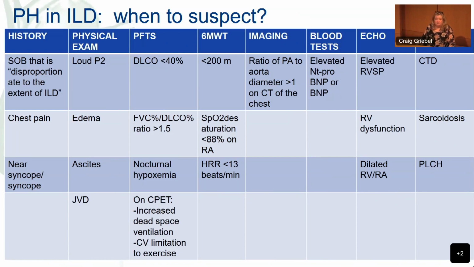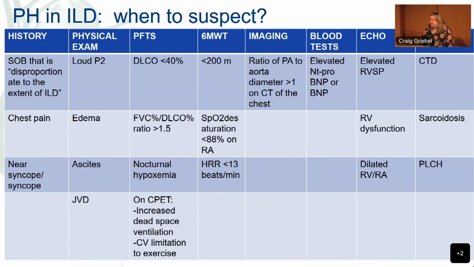Now, most people with interstitial lung disease will get a CT scan, so that can be a clue. When you compare the pulmonary artery to the aorta, if the pulmonary artery seems bigger than the aorta, that's highly suspicious, or if the right chambers of the heart seem to be dilated.